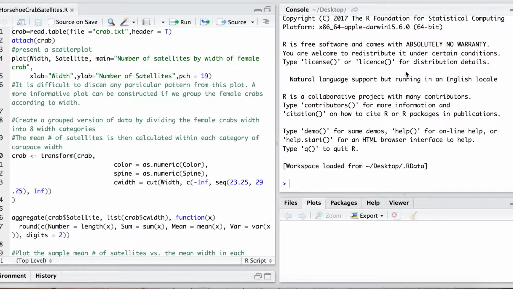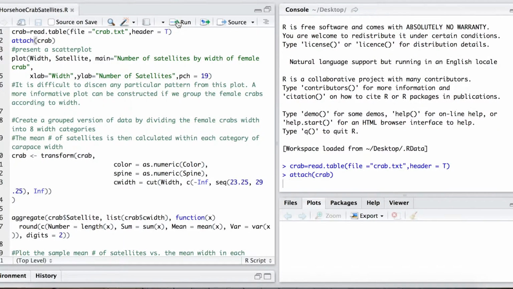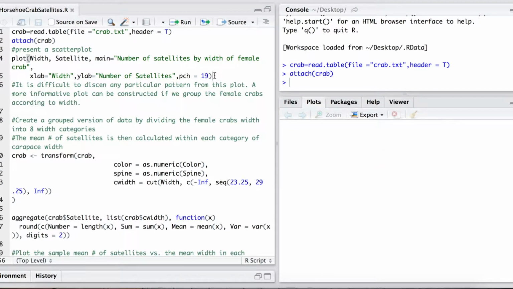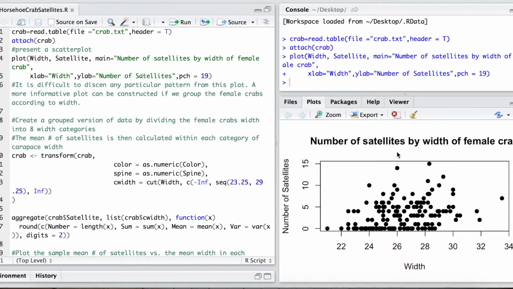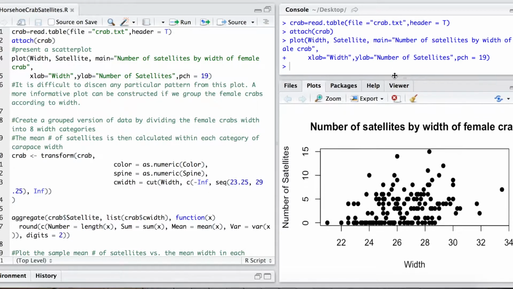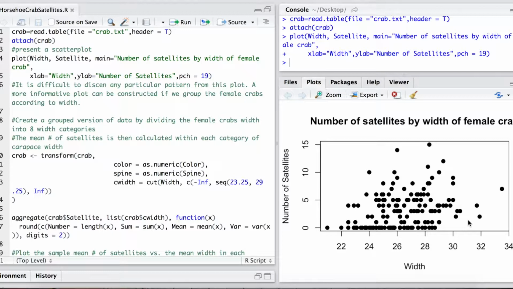Now let's have a look at my R code. First, we read the table and then we attach the data. The first thing I do is plot a scatter plot between the width and the number of satellites to see if there is a clear pattern. And the graph here shows there's no particular pattern, so a more informative plot can be constructed.